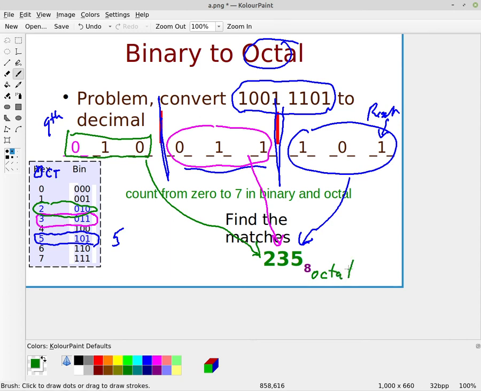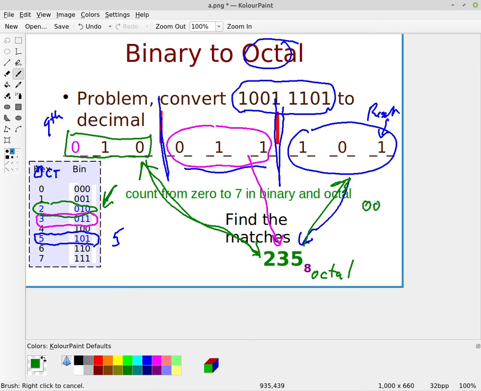So that's how we can convert from binary to octal. Or the other way, if you had this number 235 in octal and you wanted to convert it back, you just write out the ones and zeros based on this chart. Okay? And it's really easy to build up the binary chart.